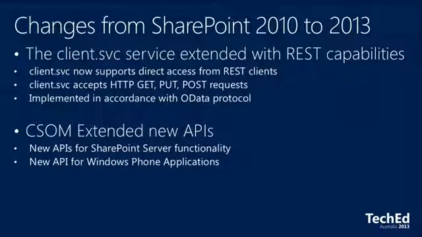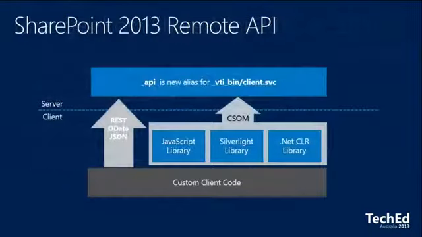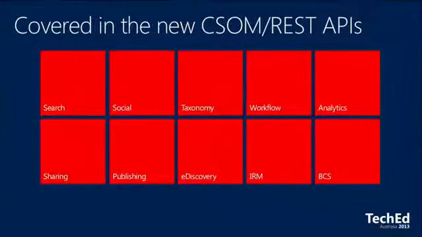The CSOM itself has been expanded, so it's now covering a whole lot of areas that were never available. To get into the details on that, think about search, social, workflow, publishing, BCS. All of these things are now available via CSOM or REST.